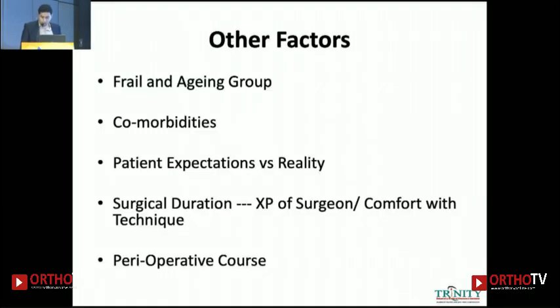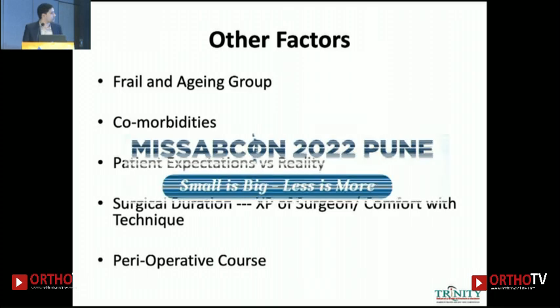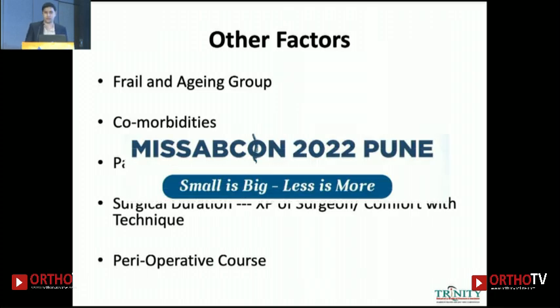Probably apart from the MRI, there are other factors to consider: this is the aging, frail population group. They have comorbidities, and we need to balance the expectations with the reality. The surgical duration is going to take time when you're addressing all these 4 levels, and probably it correlates with the experience of the surgeon and the comfort with whatever technique you are comfortable, and what would be the immediate perioperative course. So probably for such patients, the theme of this conference, that small is big and less is more, is, I think, very apt.